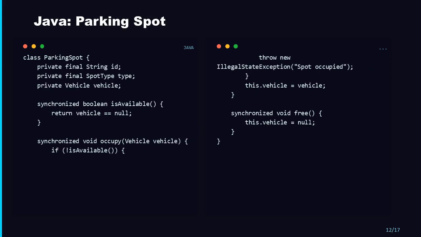Parking spot holds the current vehicle. The key detail is synchronization. If two entry gates try to assign the same spot at the same time, this method protects us. In a real distributed system, you would use database locks or transactions, but for LLD, synchronized methods are enough to show the concurrency concern.